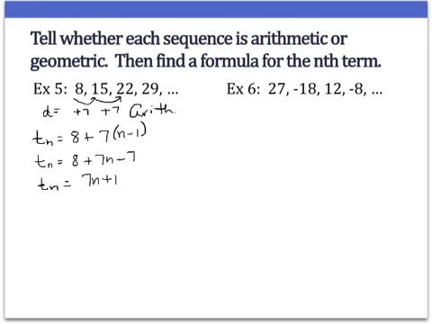Now, example 6. Let's look at this one. To get from 27 to negative 18, we're doing a lot of subtracting. We're going way negative, so I think it's something like 39 we're doing, and that's a negative, and then here we're going to add 30. So this is definitely not an arithmetic sequence, and part of the reason, if you see the alternating signs right here and right here, that can't be arithmetic. So this one is going to be geometric.